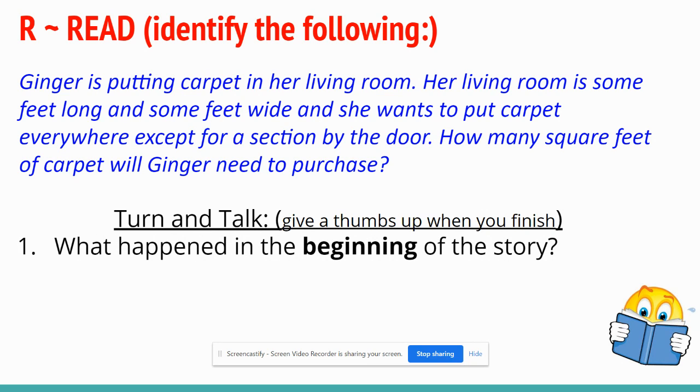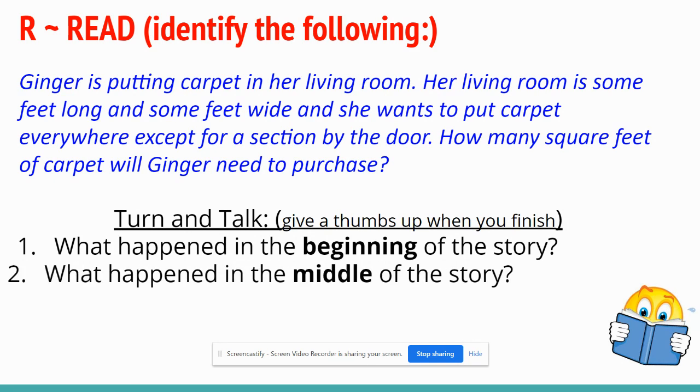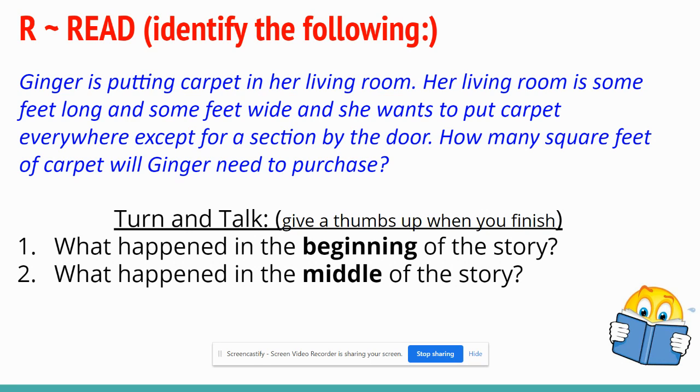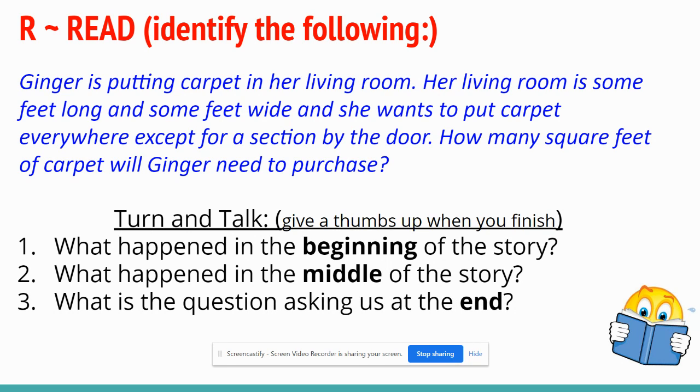So you first want to talk about what happened in the beginning of the story. So what were the events that led up to the beginning of the story or are in the beginning of the story? What happened in the middle of the story? And then what is the question asking us at the end? This is really important that we understand what's happening at the end.